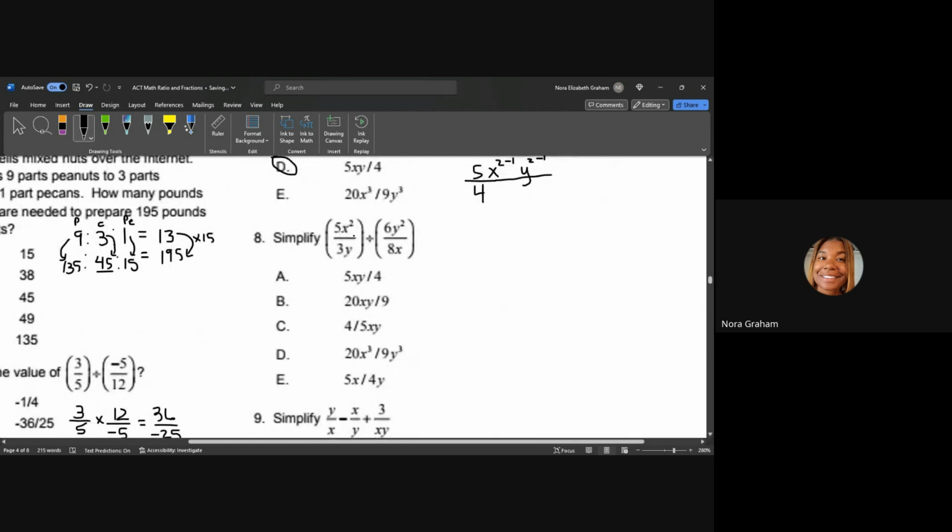This one is the same thing, except we're dividing it. Remember, when we divide, we multiply and then flip our second fraction. So this would become 5x squared over 3y times 8x over 6y squared. And I just flipped it. That's all I did. Now we multiply across: 5, 10, 15, 20, 25, 30, 35, 40.